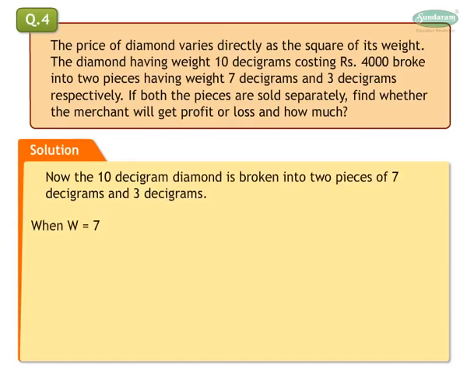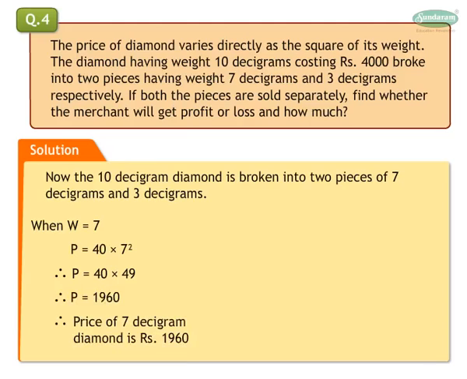When W is equal to 7, let us find the value of P. P is equal to 40 into 7 square. Therefore, P is equal to 40 into 49. Therefore, P is equal to 1960. Therefore, the price of the 7 decigram diamond is rupees 1960.